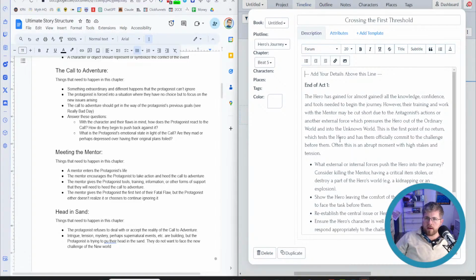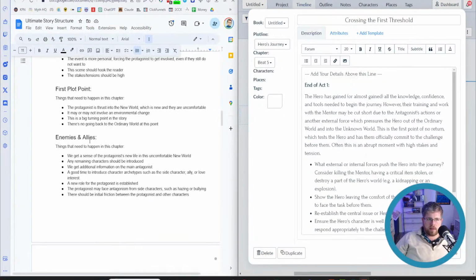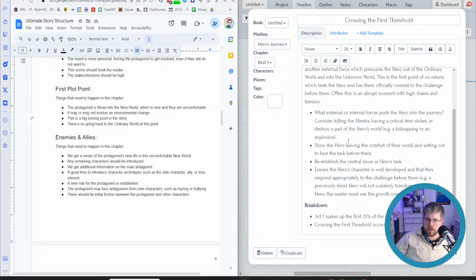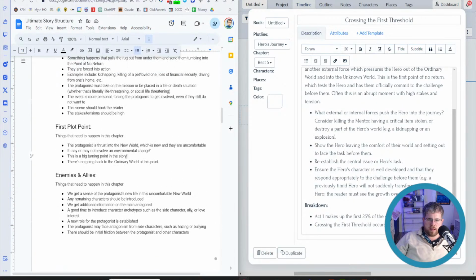But all right, crossing the first threshold, which I believe is around here. I don't have much listed here in the first plot point, so maybe I could add some stuff here. The hero has gained or almost gained all the knowledge, confidence, and tools needed to begin the journey. However, their training and work with the mentor may be cut short due to the antagonist's actions or another external force, which pressures the hero out of the ordinary world and into the unknown world. So, yeah. This is a point of no return, which tests the hero and has them officially commit to the challenge before them. Often this is an abrupt moment with high stakes and tension. Yeah, so I think I have everything already in what I've got here. So we can just go ahead and move on now.